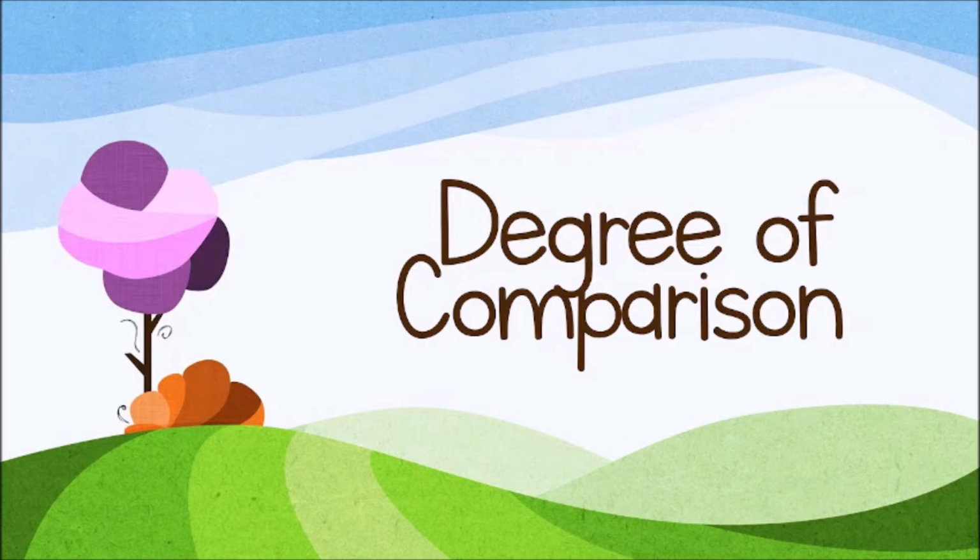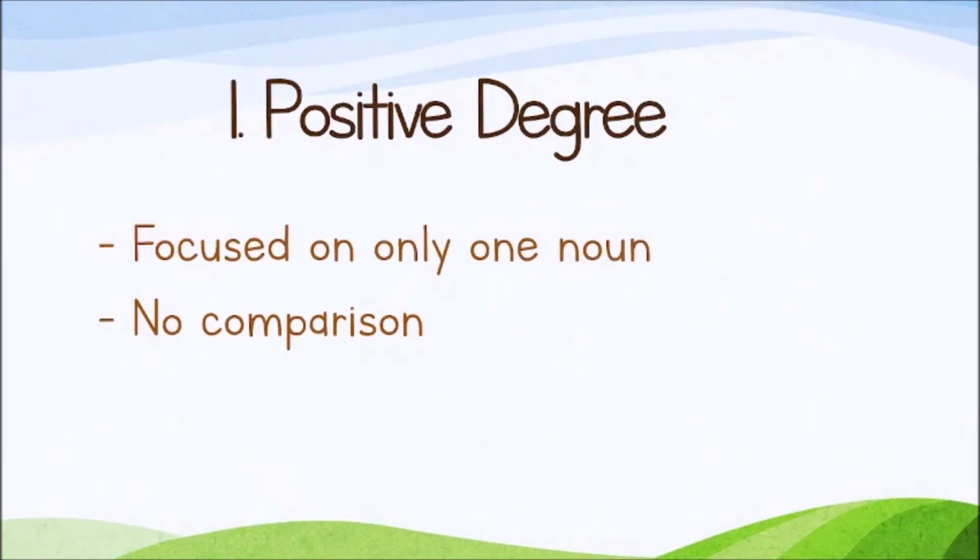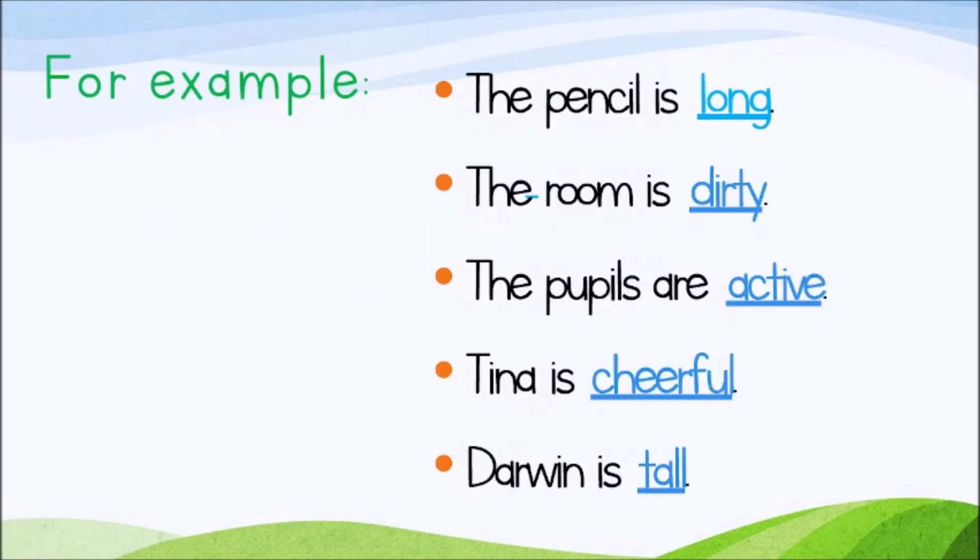Here are the degrees of comparison for adjectives. We have the first degree, also known as the positive degree. In this degree, we focus on only one noun and there is no comparison. So we are simply describing a noun. For example, the pencil is long, the room is dirty, the pupils are active, Tina is cheerful, Darwin is tall.